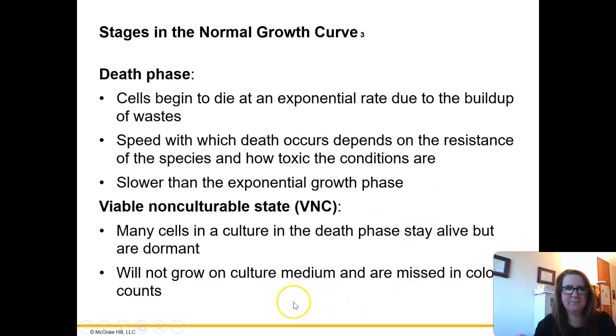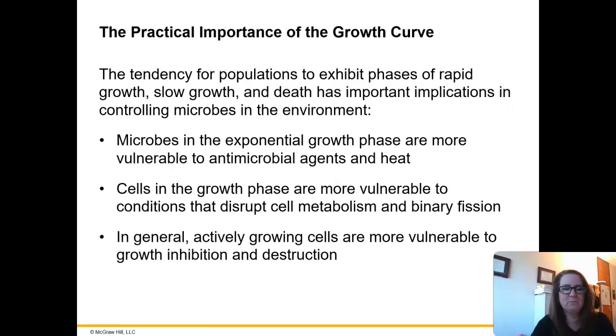And then lastly, now there is something that happens when these bacterial cells die. They actually release toxins. So sometimes death can occur quickly because of this toxicity, but sometimes it doesn't. It just depends. So it says the speed with which death occurs depends on the resistance of the species and how toxic the conditions are. In my nutrient broth, you wouldn't expect toxic conditions because I created conditions so I actually wanted to grow that bacteria.